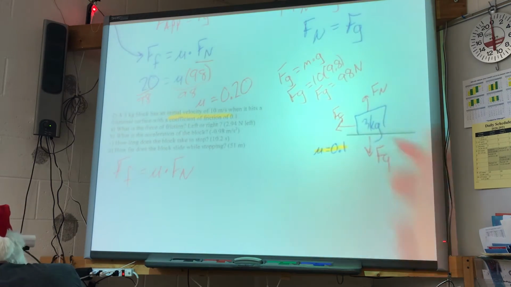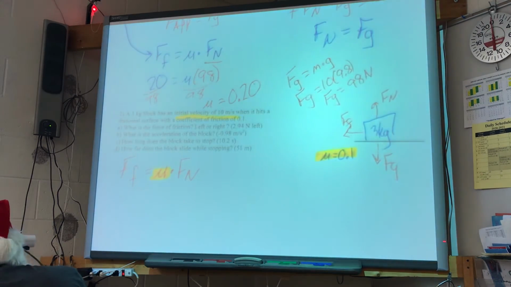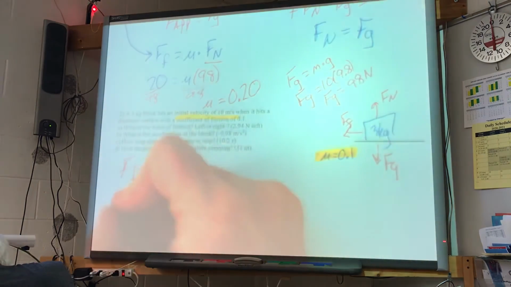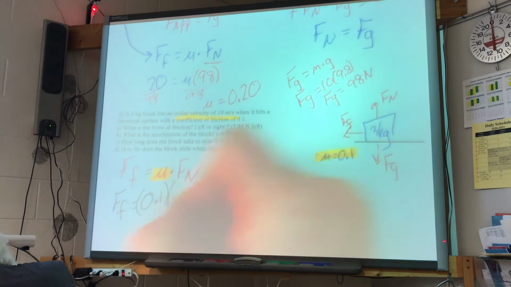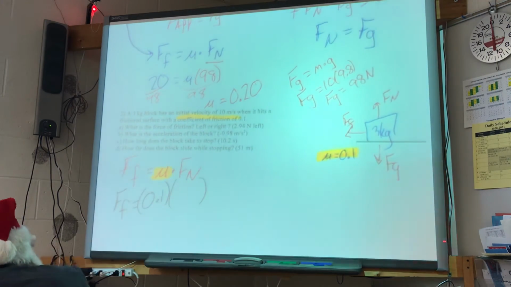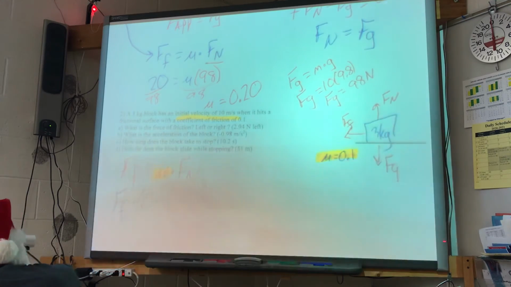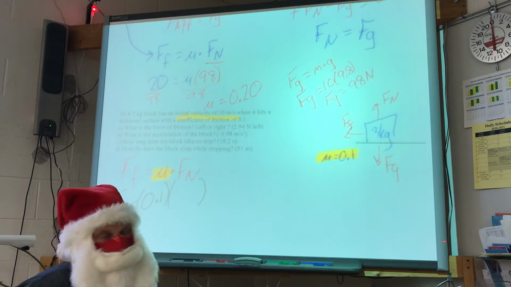Now, we know mu is 0.1. So we can say f of f is equal to 0.1, and all we have to do is multiply it by our normal force. So we've got to fill in some of this stuff. Do you have to fill in all these forces? No, but when we get into forces, you're probably going to have to.